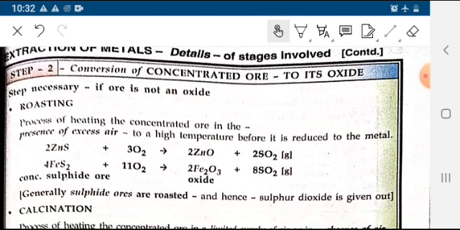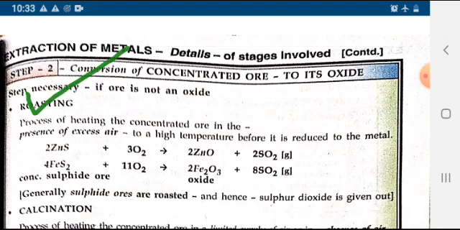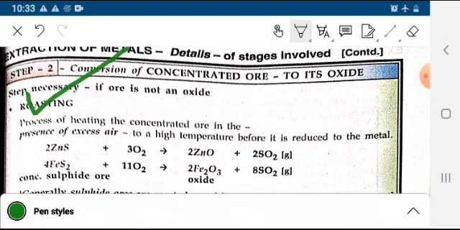First is the conversion of concentrated ore to oxide. How to convert a concentrated ore to oxide? The method is roasting. We have already discussed what roasting is. Heating the ore in excess of air is known as roasting. The reactions are given below.